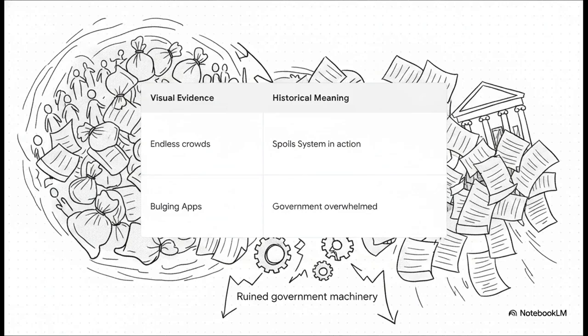So the crucial point here is how the cartoonist uses overwhelming detail to critique a policy. The endless crowds of office seekers represent the spoils system in action. The bulging applications and harried clerks visually argue that good government is being totally overwhelmed and ruined by this patronage. The artist is claiming that rewarding political supporters with government jobs just creates total chaos.